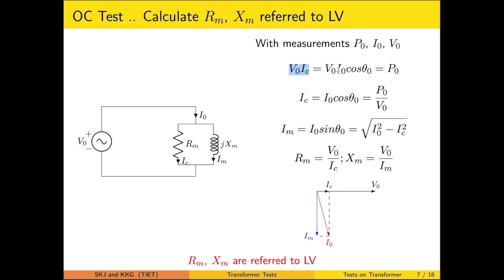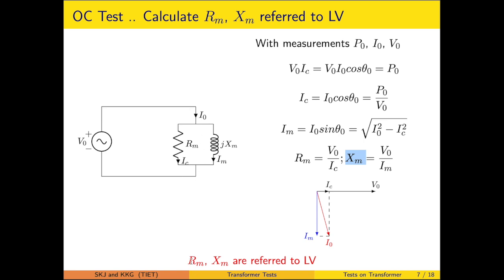That particular IC is nothing but I0 cosine theta 0. Using this you can find out the IC. Likewise, IM can be obtained in this manner, or you can make use of I0 sine theta 0. With the help of that, Rm, which is V0 upon IC, and Xm, which is V0 upon IM, can be calculated. So this can easily be correlated with this circuit diagram.